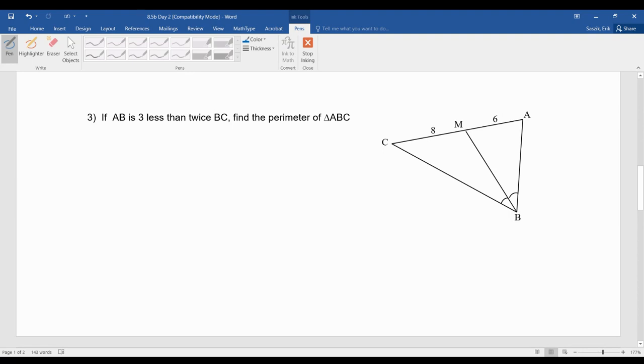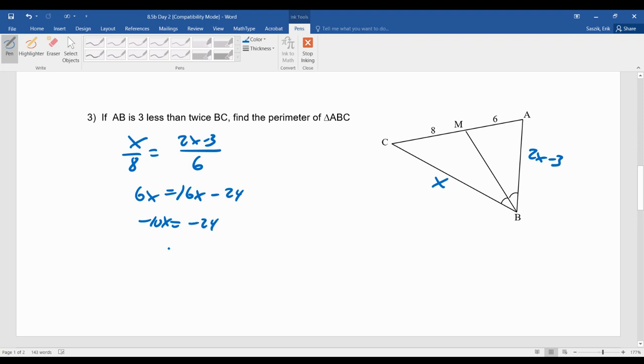Watch this. So that's AB is 3 less than twice BC. So we don't know anything about BC. Call it x. 3 less than twice BC, that would be take a 3 away from 2x. So we got this angle bisector going on. So x over 8 equals 2x minus 3 over 6. Now, when I go ahead and do my fancy cross multiplication, I end up getting negative 10x equals negative 24. So the negatives cancel, and I get 2.4.